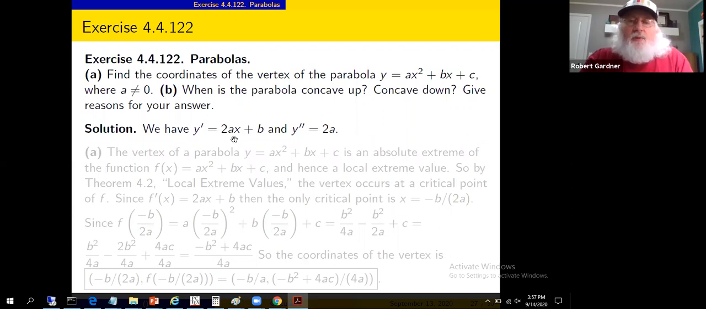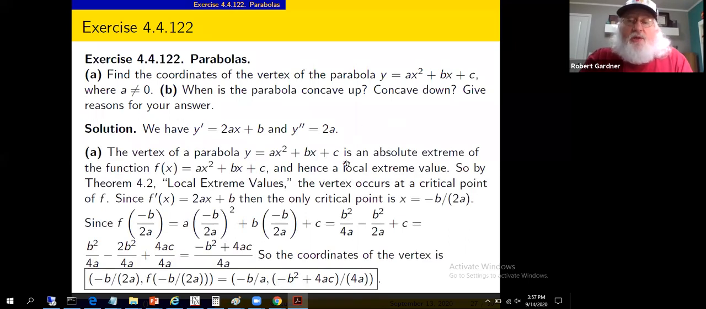Well, we'll differentiate, take first and second derivatives. They ask us about concavity in part B. The vertex of the parabola is an absolute extremum of that function. It's a maximum or a minimum, that depends on the a, b, and c parameters. Well, let's find the critical points.